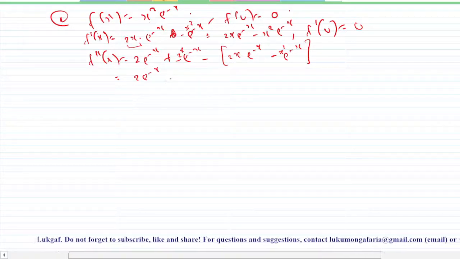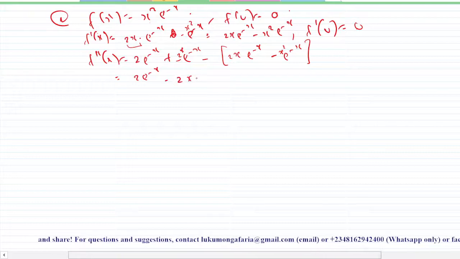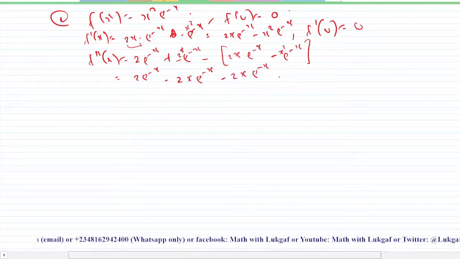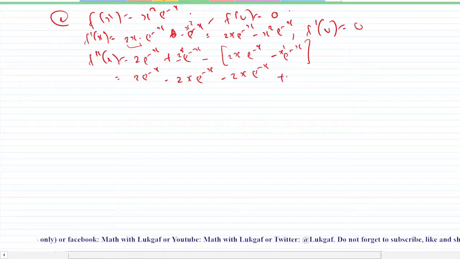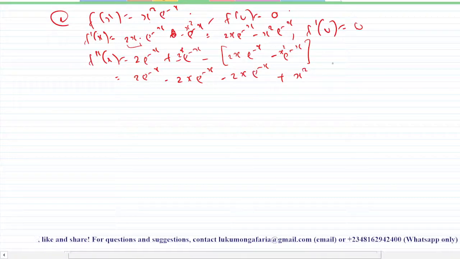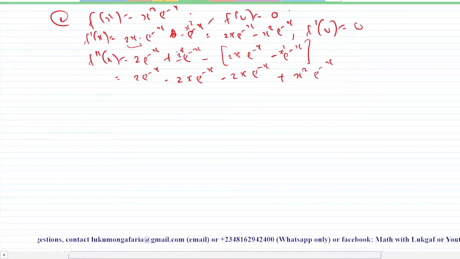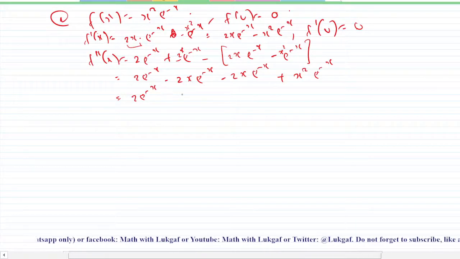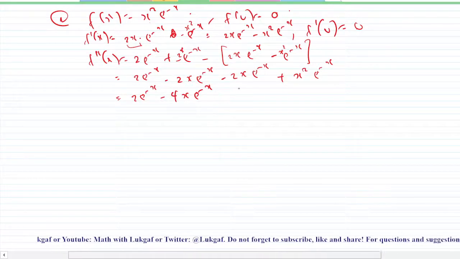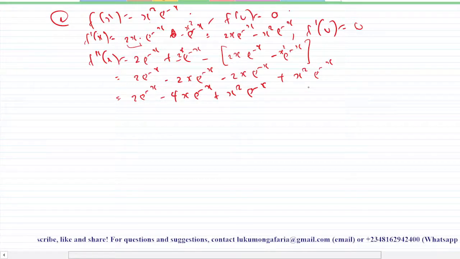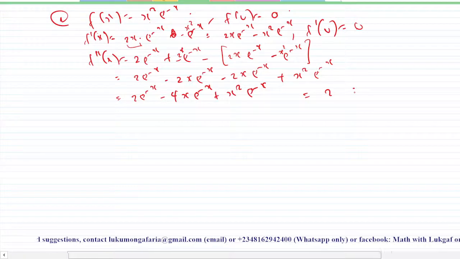You understand that now? Then minus 2x. Am I communicating? Yeah, minus 2x e raised power minus x, minus 2x e raised power minus x, then plus x squared e raised power minus x. You understand? So you will see that it is 2e raised power minus x, then minus 4x e raised power minus x, plus x squared e raised power minus x. If you put 0, this guy and this guy will go, it will remain this guy here. And e raised power 0 is 1, this will give you 2. You understand? Is that taken?